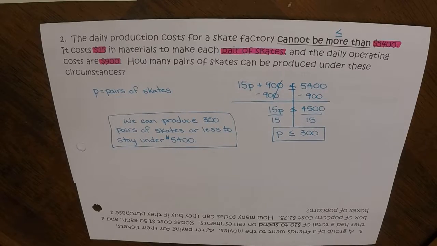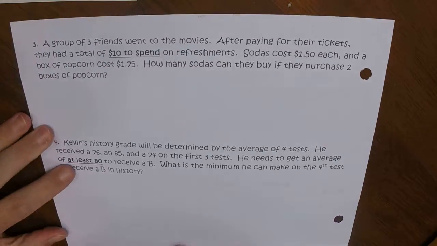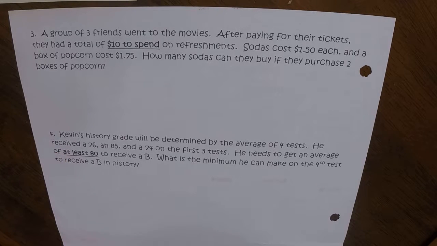Good. All right, now let's flip it over onto the back. It says a group of 3 friends went to the movies. After paying for their tickets, they had a total of $10 to spend on refreshments. Sodas cost $1.50 each, and a box of popcorn costs $1.75. How many sodas can they buy if they purchase 2 boxes of popcorn?